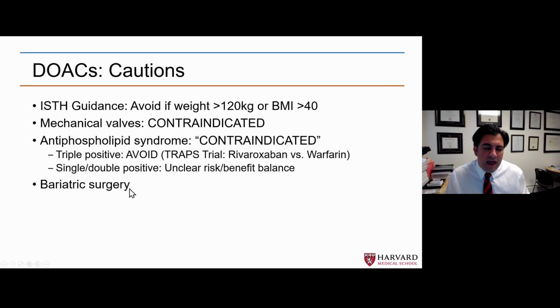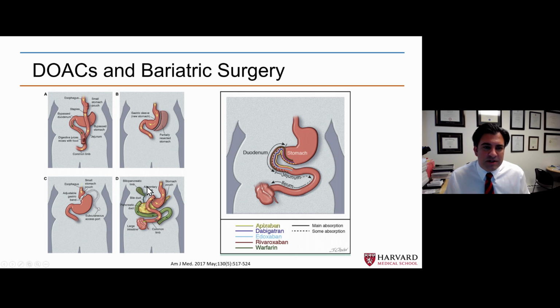And I tend to avoid it in patients who have undergone most types of bariatric surgery, partially because many of these patients still have weight outside the range, but for absorption issues. When you look at the different types of surgeries that can be performed, you can have very significant Roux-en-Y. You can have laparoscopic sleeves. You can have sleeve gastrectomy.